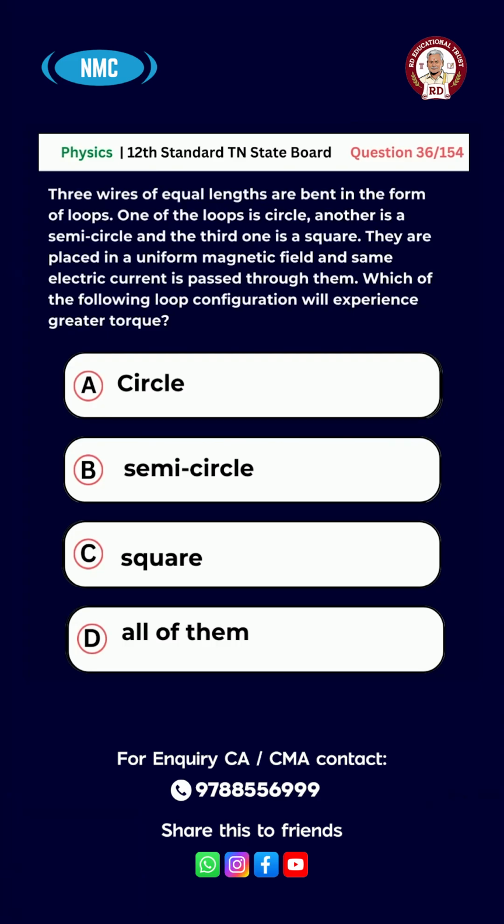Which of the following loop configurations will experience greater torque? Option A, circle; B, semicircle; C, square; D, all of them. And the right answer is option A, circle.